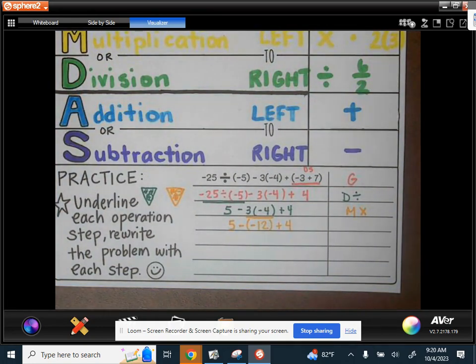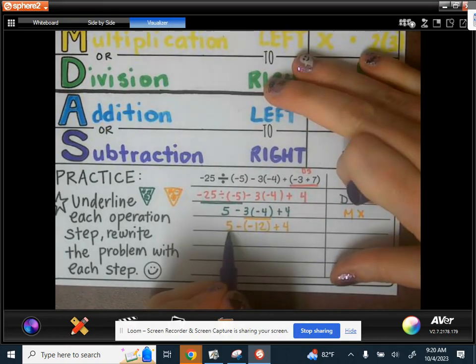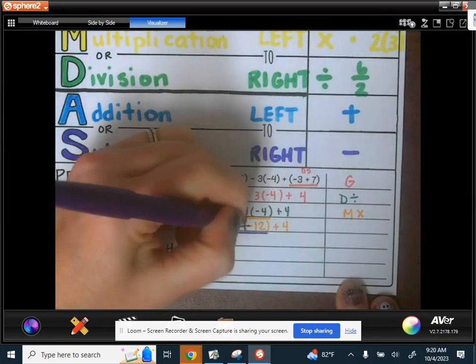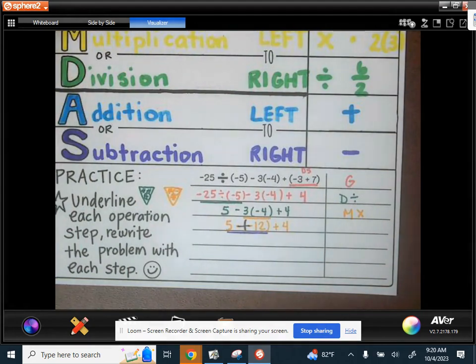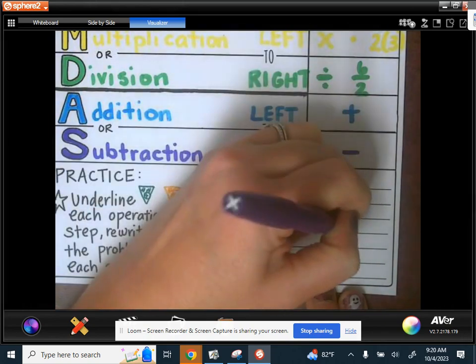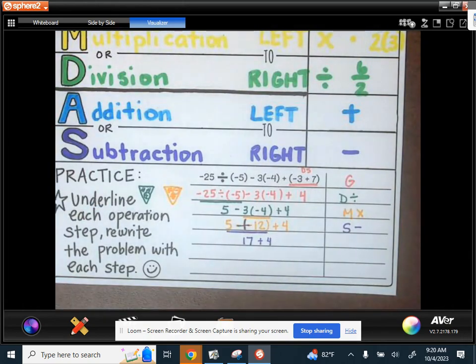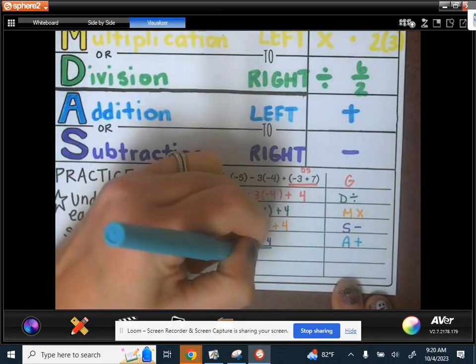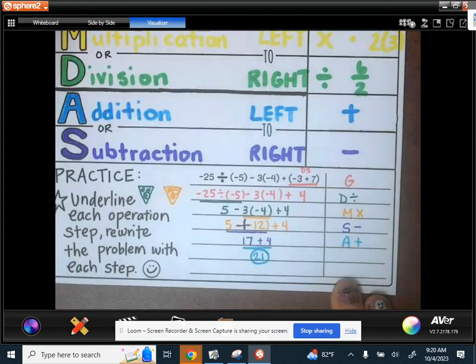And then remember that the last thing we do is we add and subtract from left to right. So for this step, we're actually going to do the subtraction first because it's on the left. So we'll work this first. And remember that with subtraction, when we see these two symbols right next to each other, that's actually going to turn into a big plus sign. So we're actually adding 5 plus 12, which is 17. And then the last step, all that we have left, is the addition. And so 17 plus 4 gives us 21.